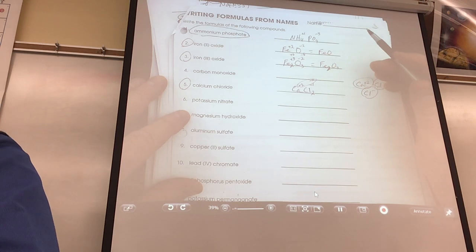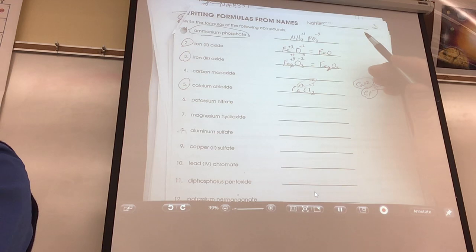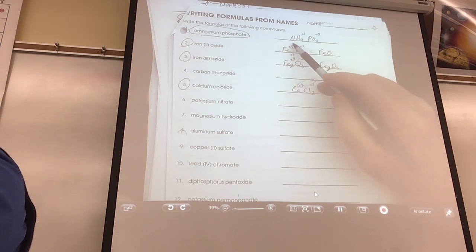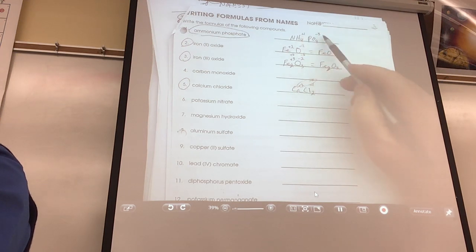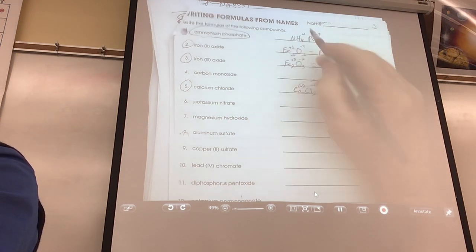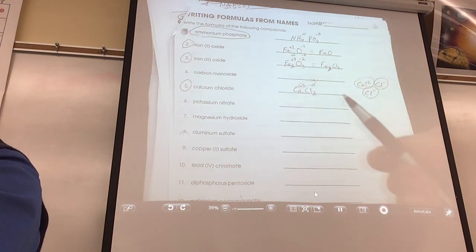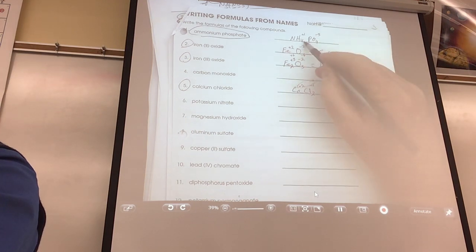How many would you like to have? See my fist? That's ammonium. I only have one ammonium. Don't say four. How many ammoniums do I have? One. And it has a charge of +1, doesn't it? How many ammoniums would you like to have? What if I had 3 of them? +1, +1, +1. Wouldn't that balance out the -3? I need 3 ammoniums. You can't put a 3 here. That's 43, isn't it? What do I need?